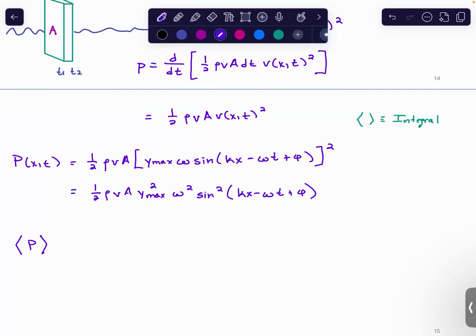And then average power will be supplied over 1 period. So your limits will be 0 to 1 period, 1 entire period of the wave. So it's 0 radians to how many radians? 2 pi radians. Those are the limits of your integral.